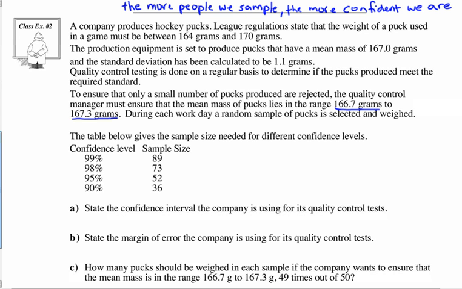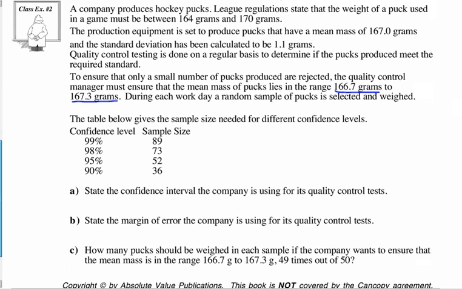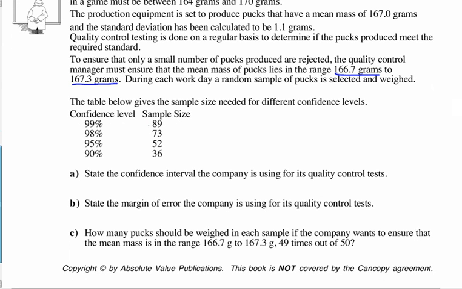The table below gives the sample size needed for different confidence levels. So notice, 89 pucks would make 99% confidence level, 73, 98, 52, 95, 36 is 90%. So state the confidence interval that the company is using for the quality control tests. So what is the interval that they're using? The interval is between 166.7 grams to 167.3 grams.